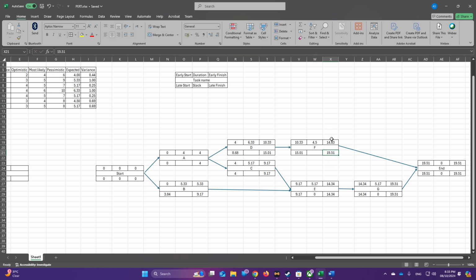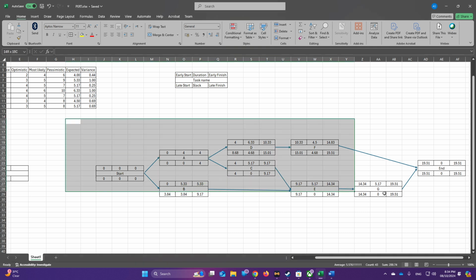Now for this one you need to calculate it. So 19.51 minus 14.83. We will get this value. For this one it will be this value here. We'll get 0. Let's subtract this one, and we should be done here.